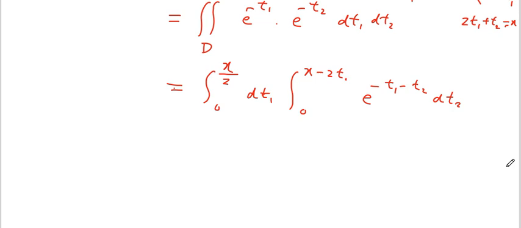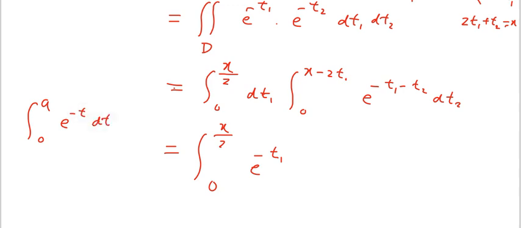Let's say this equals the integral over t1 from 0 to x over 2. In this integration about t2, t1 is a constant, so we can take it out. So let's say the integral from 0 to a of e to the negative t dt. This integration is 1 minus e to the negative a, right? Since e to the 0 is 1. So this equals 1 minus e to the negative a.